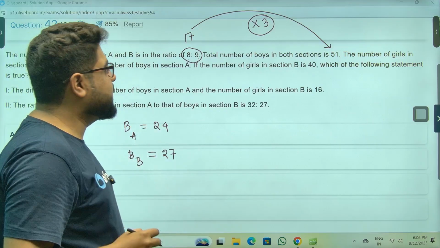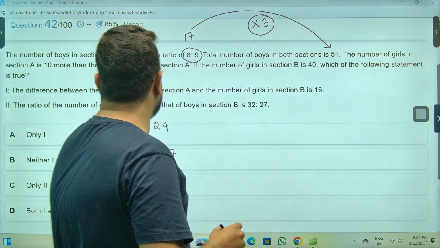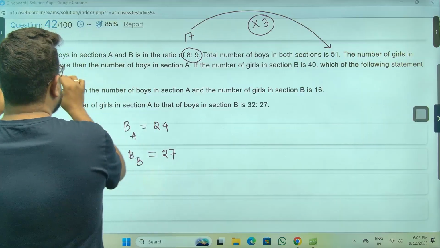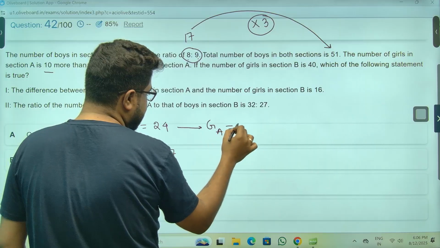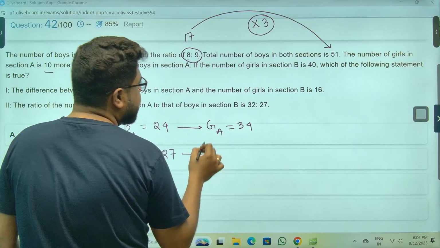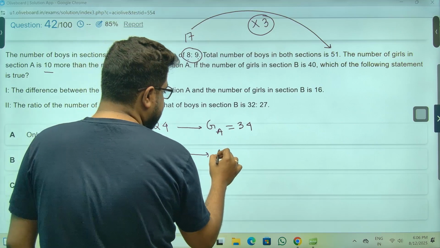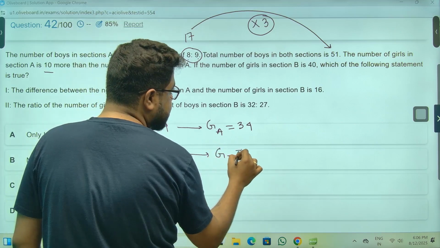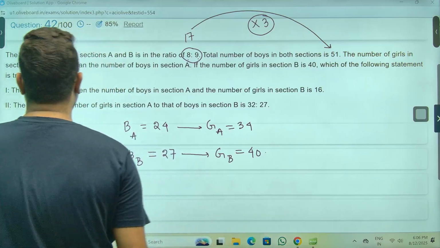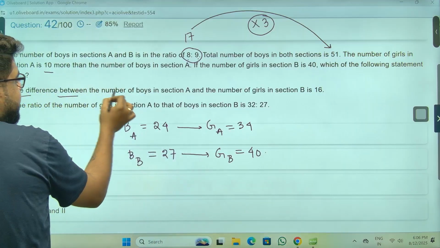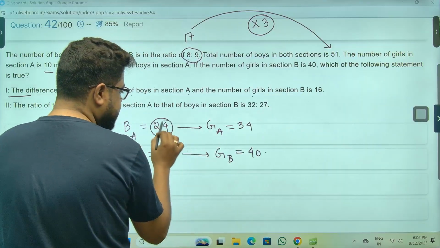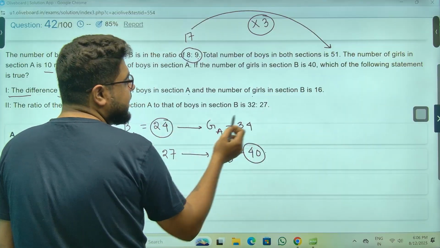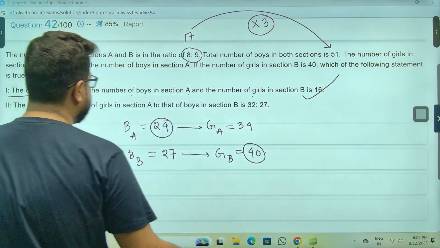That much we understood. Now the number of girls in section A is 10 more than that. So girls in section A, 10 more, that is 34. And number of girls in section B, it is 40, sir. Which of the following is true? The difference between the number of boys in section A and number of girls in section B. Boys section A, girls section B is 16. Yes, sir, 16. So that's correct.